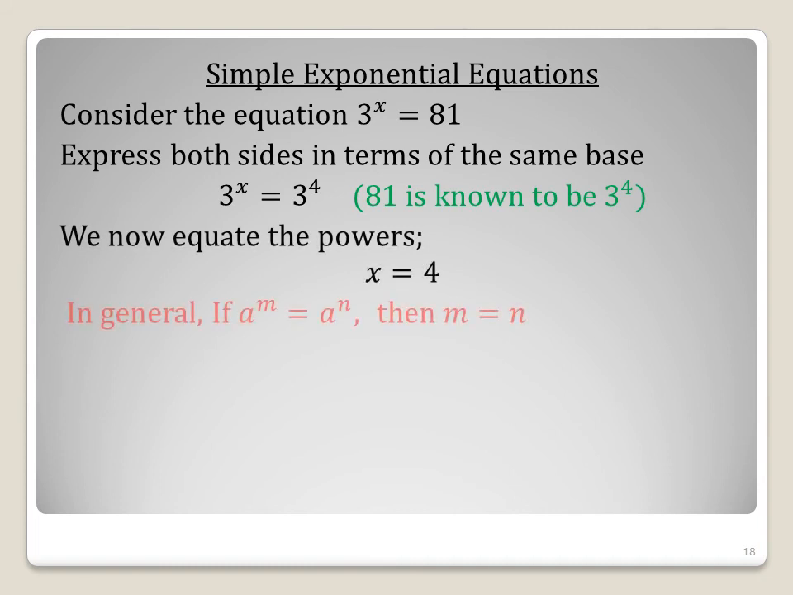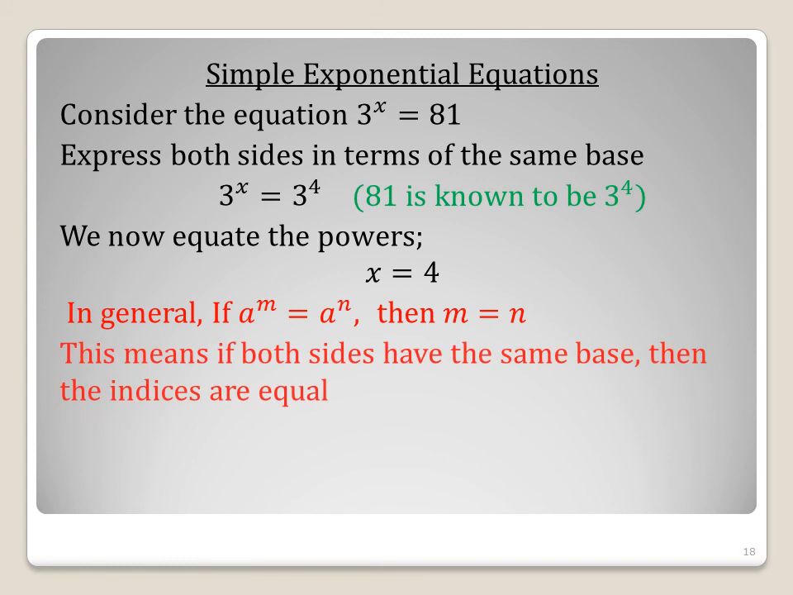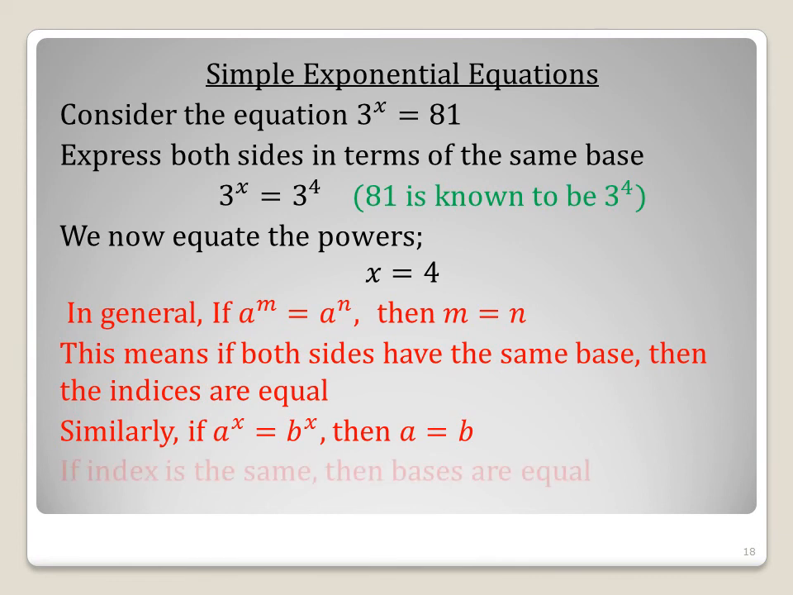In general, if a raised to the power of m equals a raised to the power of n, then m is equal to n. This simply means if both sides have the same base, then the indices are equal. Similarly, if a raised to the power of x equals b raised to the power of x, then a equals b. This also means if the index is the same, then the bases are equal.